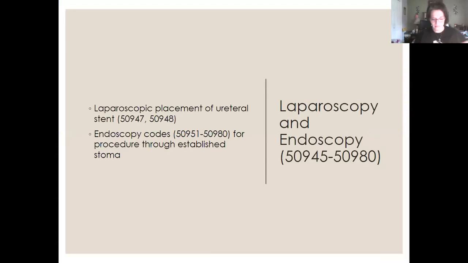Laparoscopy and endoscopy. The endoscopic category can be intimidating due to the medical terminology used in this category. Great knowledge of medical terminology will increase your coding accuracy. I will try to make sure you guys get some extra terminology so that will help you in this area. Laparoscopic placement of ureteral stent 50947 and 50948. Endoscopy codes 50951 through 50980 for procedure through established stoma.